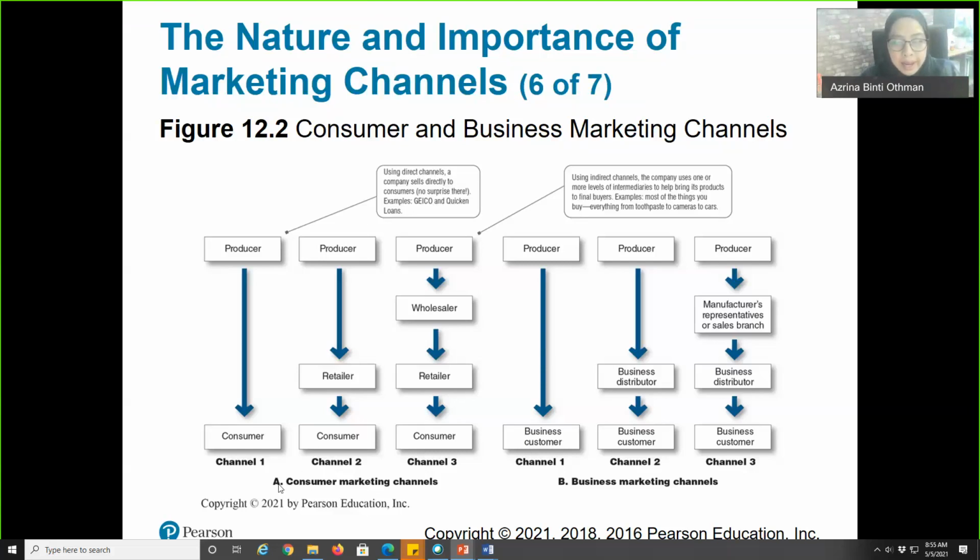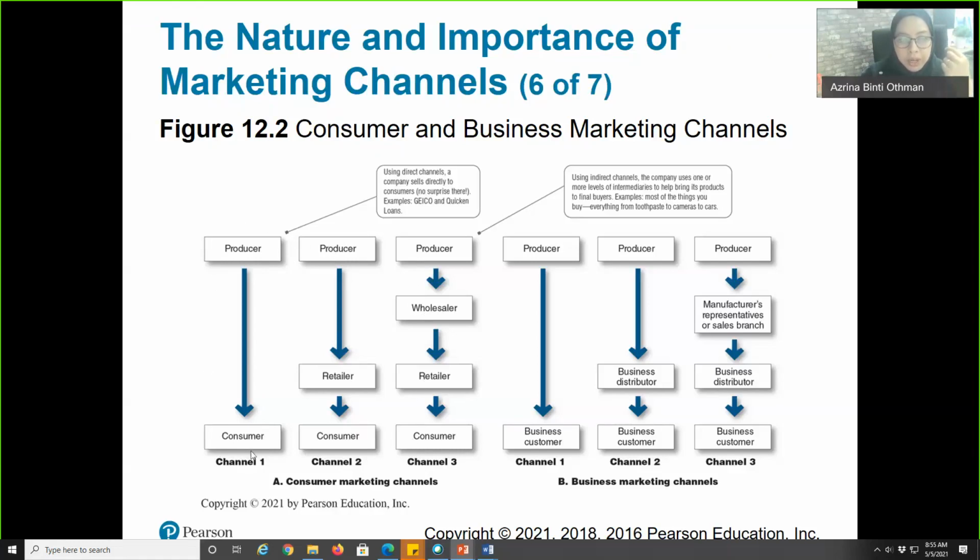Look at diagram A. It is stated here, consumer marketing channel. You have three channels here: channel 1, channel 2, channel 3. Look at the flow, and the arrows. Producer to consumer, a top-down relationship, right? Producer, retailer, consumer. This is channel number 2. And channel number 3, producer, wholesaler, retailer, consumer.